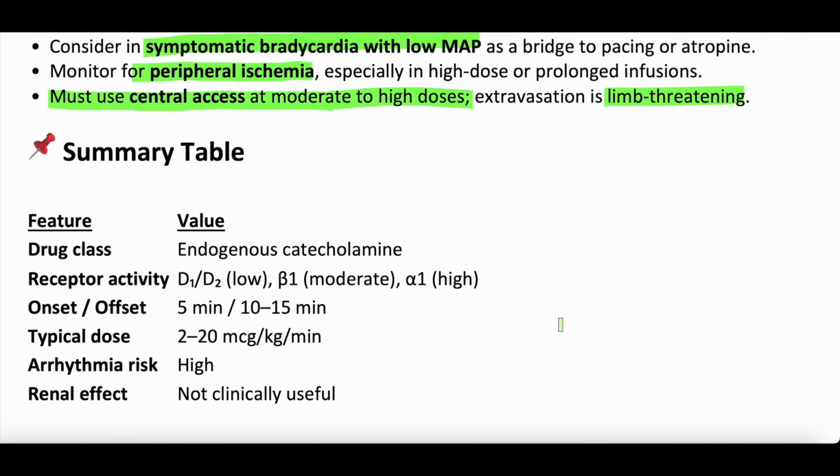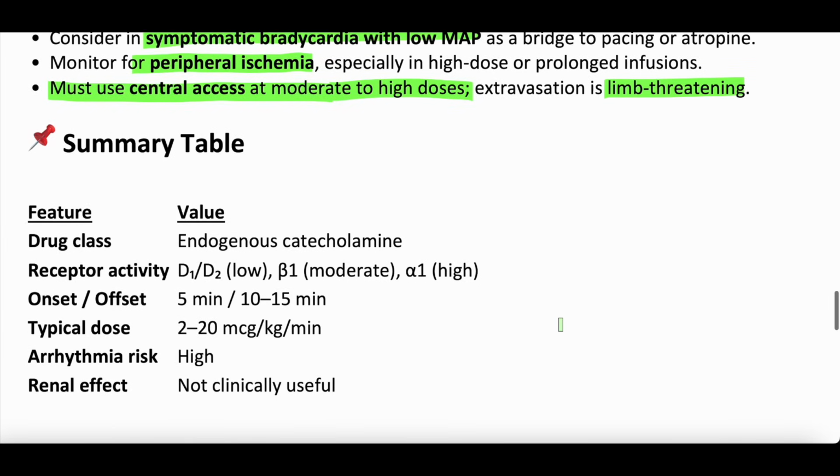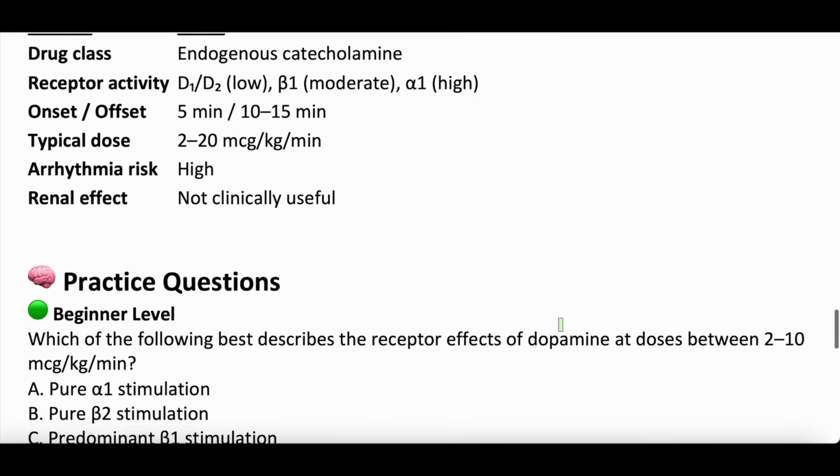Typical dose is 2 to 20 micrograms per kilogram per minute. The arrhythmia risk is very high, and this whole idea that it helps renal perfusion is not clinically borne out in trials. Some practice questions, 3 of them, starting with beginner.